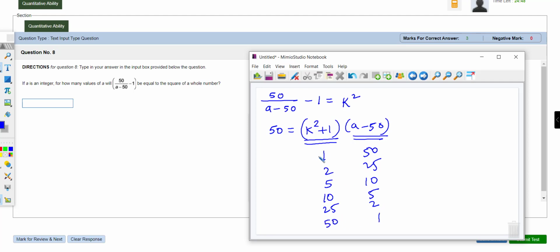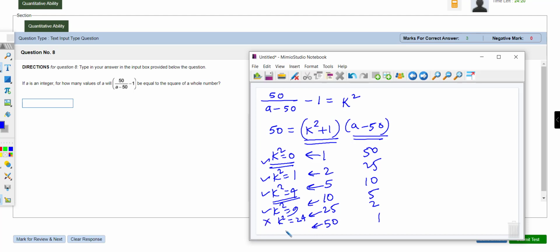K square is equal to 0 is possible when k is equal to 0, that is a whole number. K square is equal to 1 when k is equal to 1. K square is equal to 4 here, 4 plus 1 is 5, that is also valid. Over here k square is equal to 9, that is also valid. K square is equal to 24, this is not valid. And over here k square is equal to 49, that is valid. So how many are valid? 1, 2, 3, 4, 5 solutions are valid. So the answer is going to be 5.